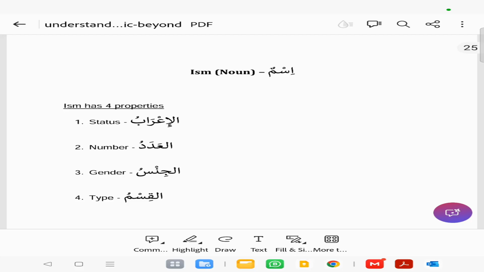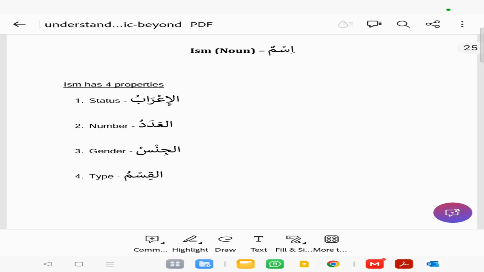So today we'll move on to the next chapter, which is we're talking about isms. And every ism has 4 properties. So the first property is the status, it's called i'rabu, and the number, al-adadu, and the gender, al-jinsu, and the type is called al-qismu. So today we'll discuss the first property of the ism, which is the status.